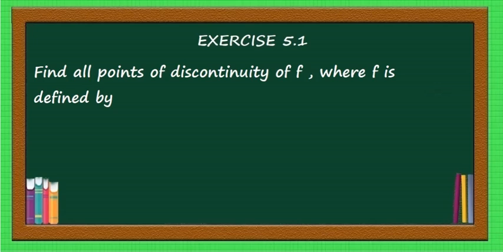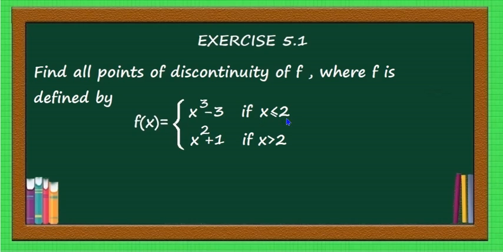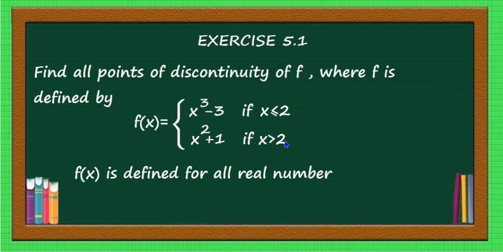Hello students, in this video I will explain the other problems in exercise 5.1. See this question: Find all points of discontinuity of f, where f is defined by f of x is equal to x cube minus 3 if x is less than or equal to 2, and x square plus 1 if x is greater than 2. Now f of x is defined for all real numbers.